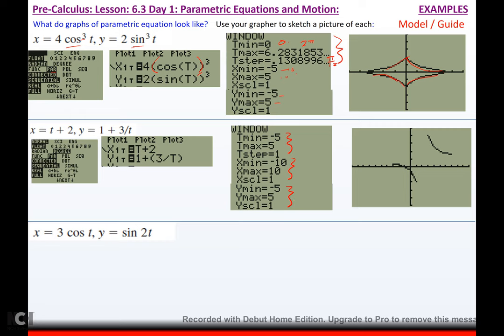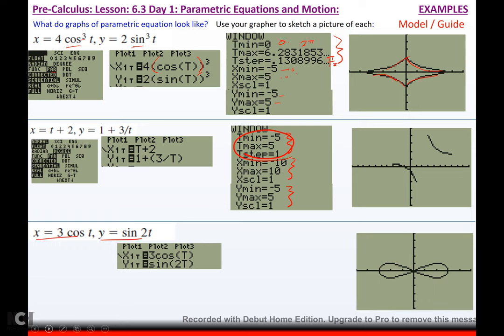And it all has to do with how you limit your time. Okay, so play around with that a little bit and see how that picture changes when you change your t values. It's pretty interesting. All right, the third one, type that in for your x and that in for your y. And that's the graph I'm going for.